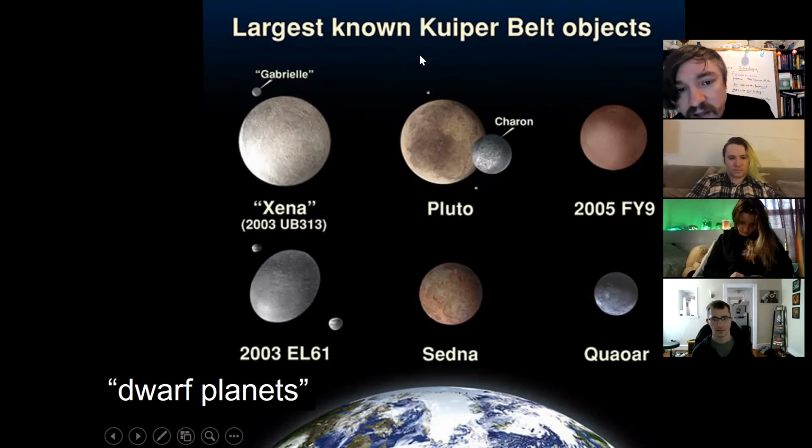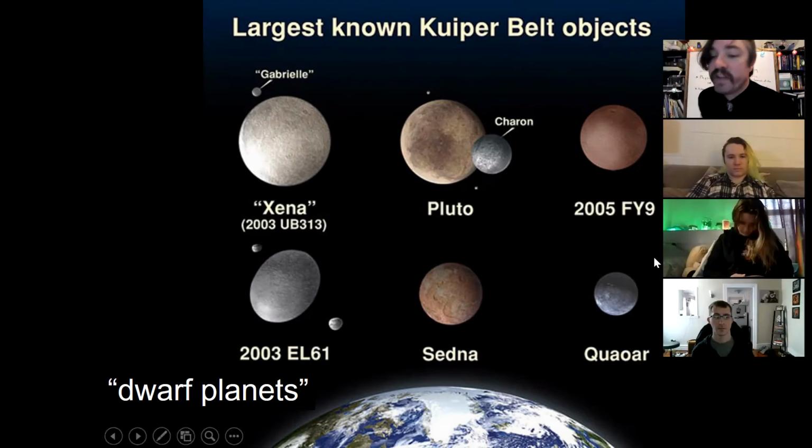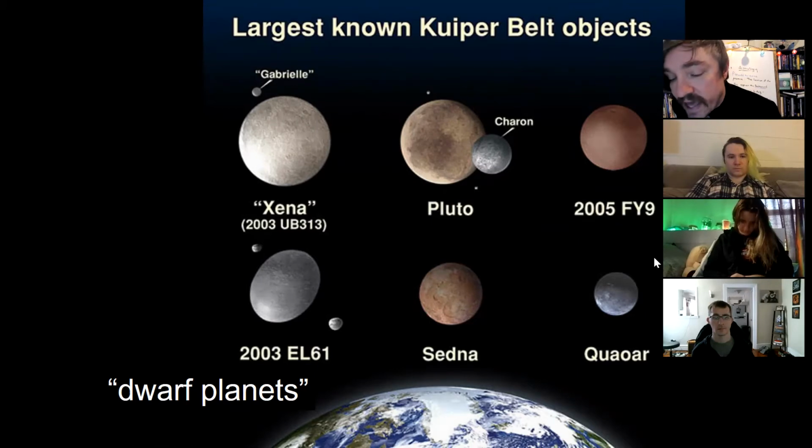And Michael, as we began to discover more of these, we became more paranoid that one day we would find one that was bigger than Pluto. And then we were worried, well, do we make that a planet or not? And sure enough, in 2003, we discovered this thing.